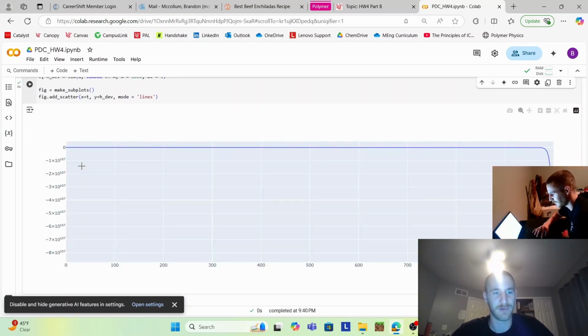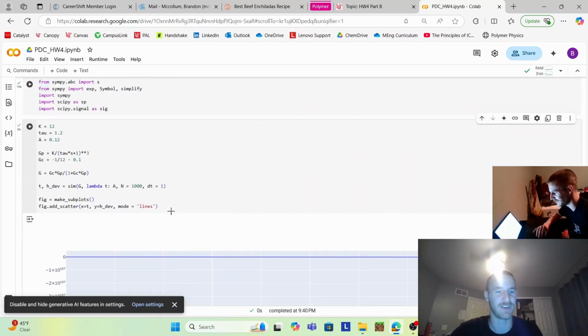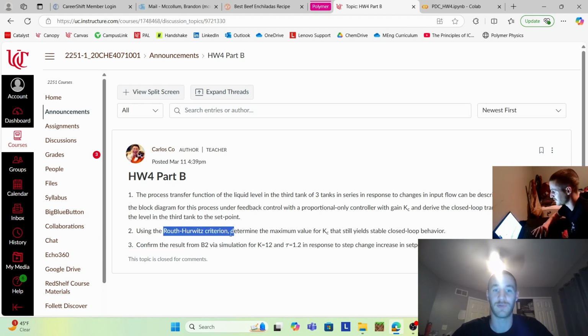And then minus 0.1, you can see it's 10 to the 107. So just absolutely wild numbers, but this shows that the Routh-Hurwitz analysis we just did did indeed work.